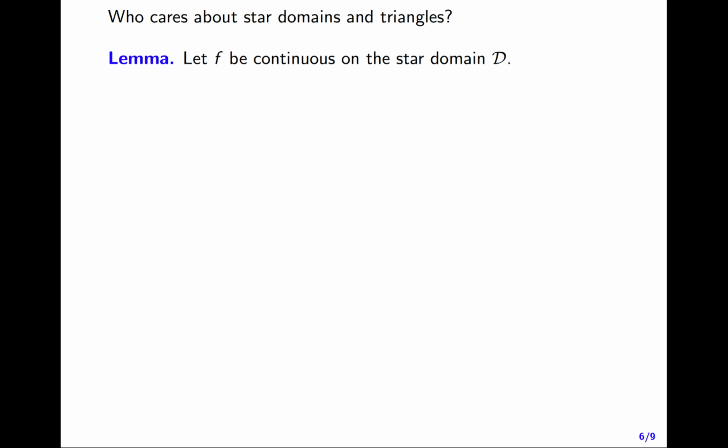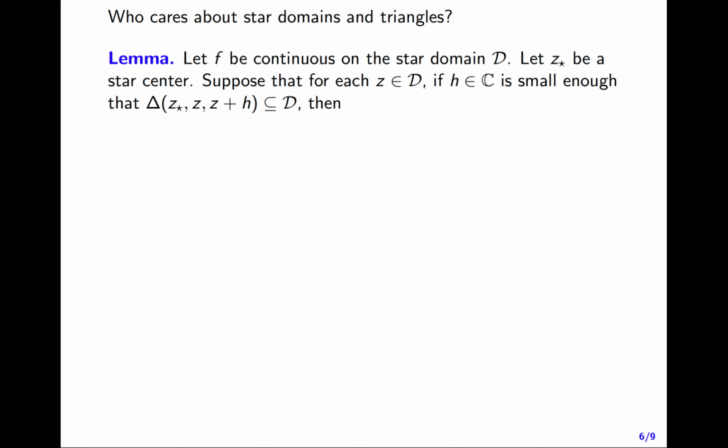Suppose that F is continuous on the star domain D, and let Z star be a star center. Suppose that for each point Z in D, if H is a complex number small enough such that the triangle spanned by Z star, Z, and Z plus H is contained in D, and that's always going to happen by the previous lemma if H is small enough.